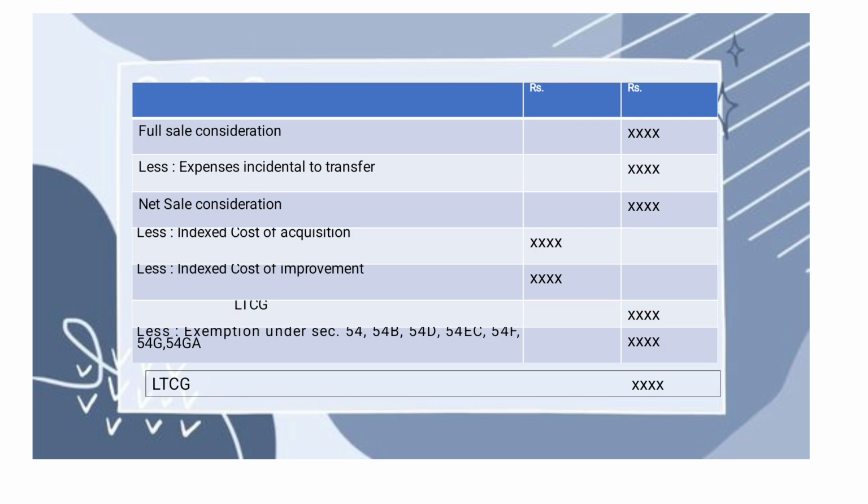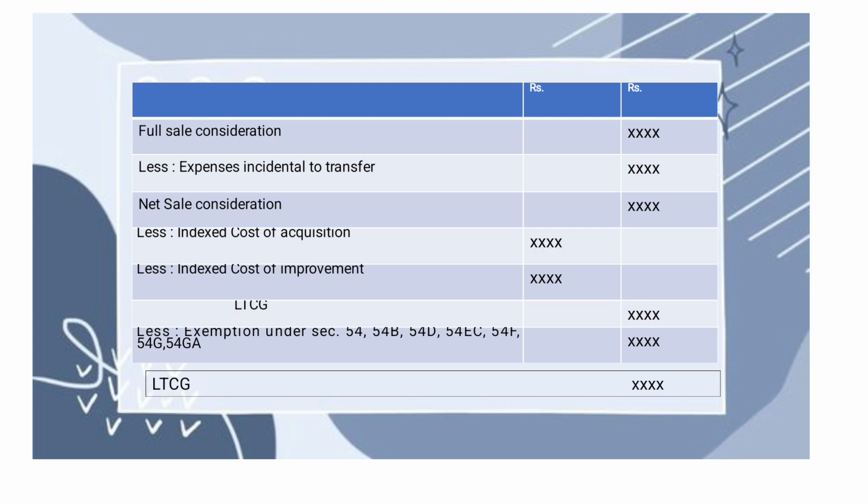Here also, first we consider the full value of sale consideration. From this consideration, we deduct the expenses relating to the transfer of that capital asset, maybe brokerage, commission, or anything else. The expenses relating to the transfer or sale of the asset are deducted from the sale consideration.